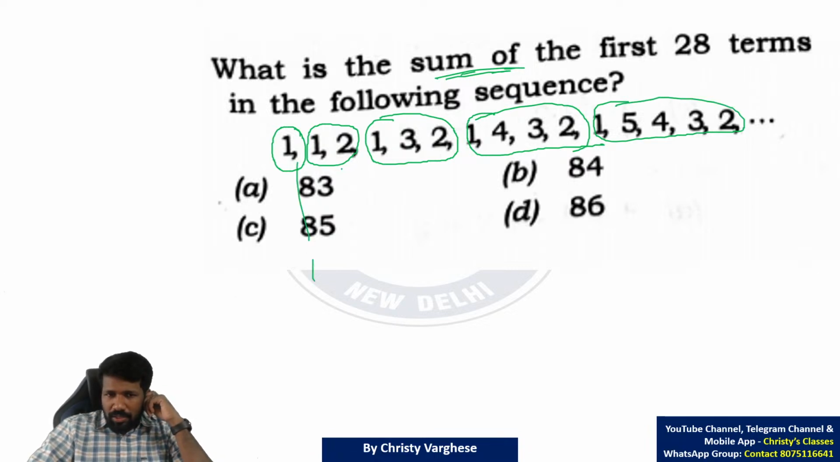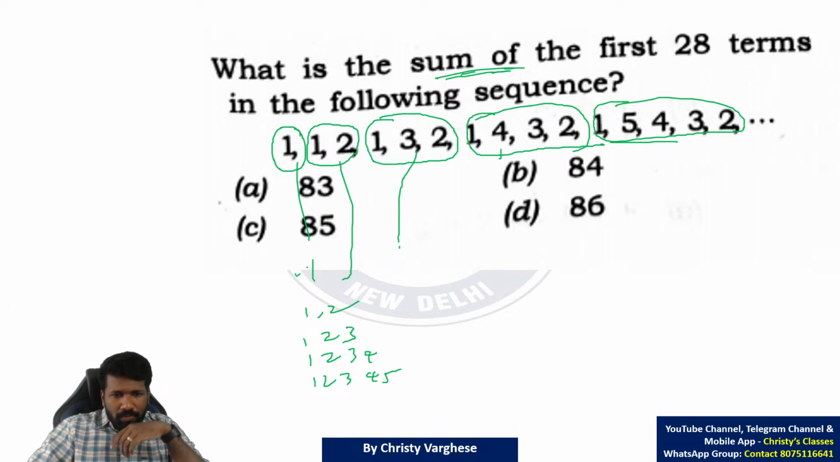So this is 1, this is 1, 2, this is 1, 3, 2. I will rearrange it as 1, 2, 3. 1, 4, 3, 2, I will rearrange it as 1, 2, 3, 4. 1, 5, 4, 3, 2, I will rearrange it as 1, 2, 3, 4, 5.